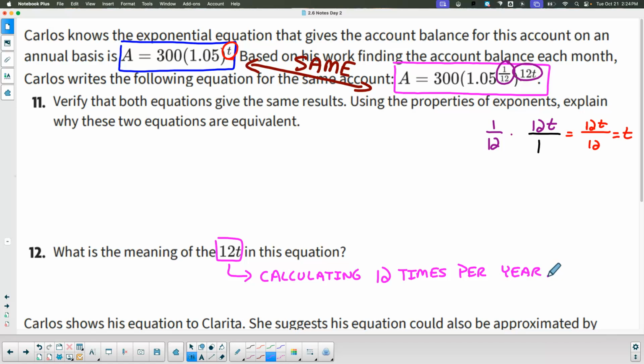If Carlos wanted to calculate it weekly, what would that 12t number be? How many weeks are there in a year? There's 52 in a year. Yep. So what would that 12t number be? Well, the 1 over 12 would be 1/52. We would find that rate, right? And then that would be 52t.